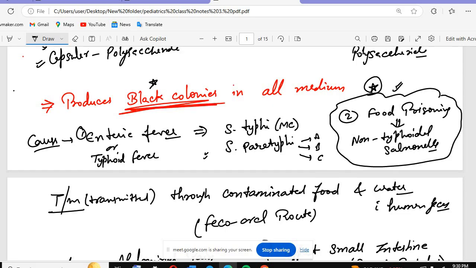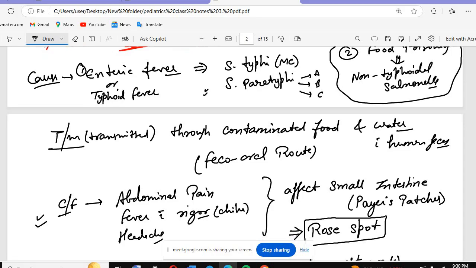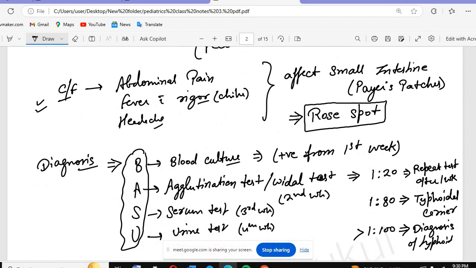Enteric fever is most commonly caused by Salmonella typhi. They also cause food poisoning, but this food poisoning is caused by non-typhoidal Salmonella. It is transmitted through contaminated food and water with human excreta, by the fecal-oral route. Clinically there is abdominal pain, fever with rigors, and headache. They affect the small intestine, Peyer's patches, and rose spots are seen. For diagnosis, blood culture, agglutination test, serum test, and urine test are used.